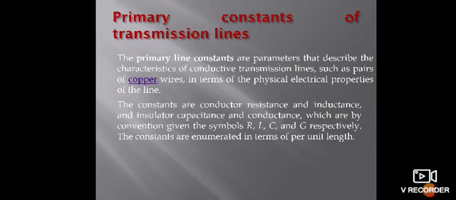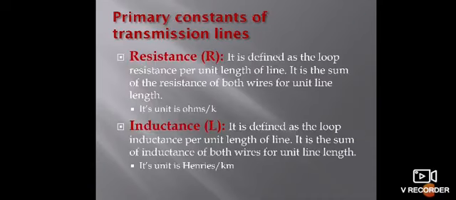So what does R mean? It is resistance. What does L mean? Inductance. C is nothing but capacitance. G is nothing but conductance. So these are the primary constants of the transmission line, and the constants are defined in terms of the unit length, that is, per unit length. So that is the primary constants of transmission line.